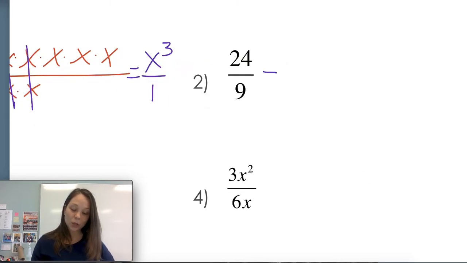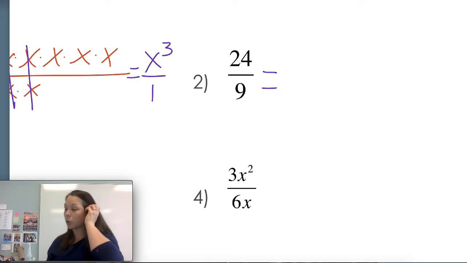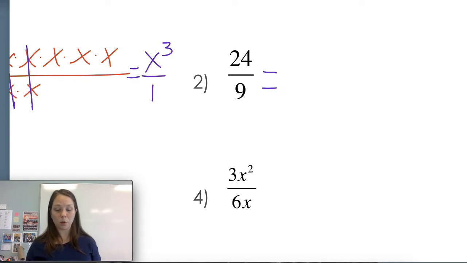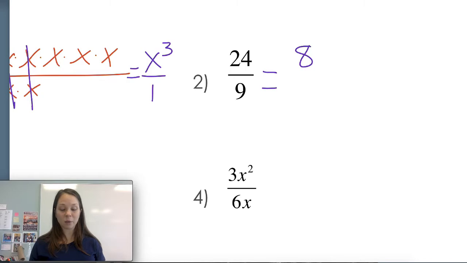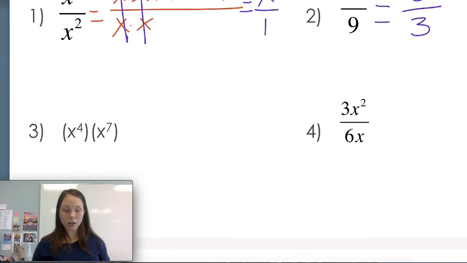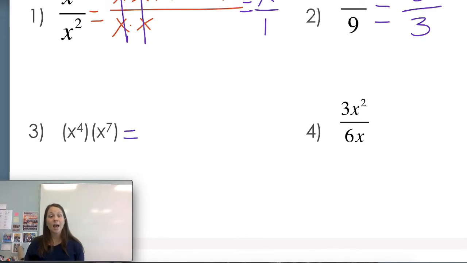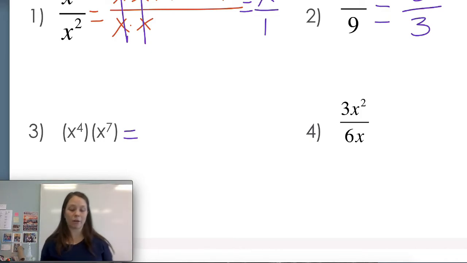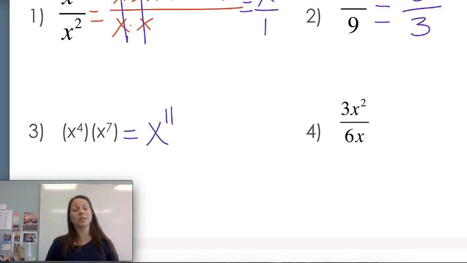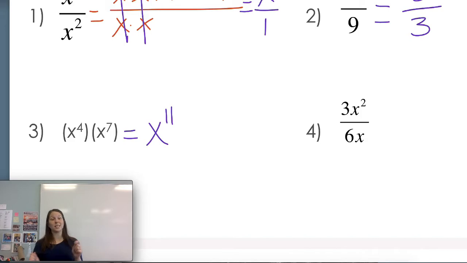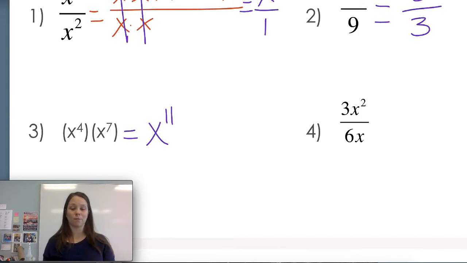Taking a look at the next one, 24 divided by 9. 24 and 9 are both divisible by 3, so that's going to leave me with 8/3. Taking a look at number 3, x to the fourth times x to the seventh. X to the fourth is like 4 x's being multiplied together, and then an additional 7 x's being multiplied together leaves us with a total of x to the power of 11, because the product property with exponents is that you add those exponents together.